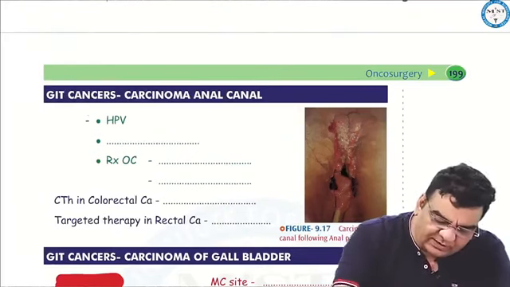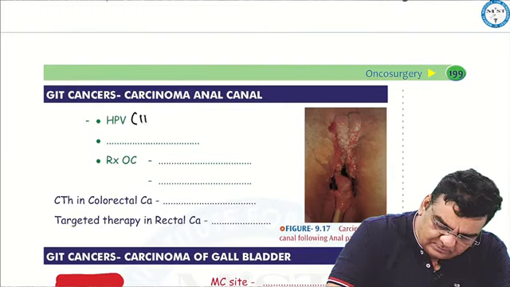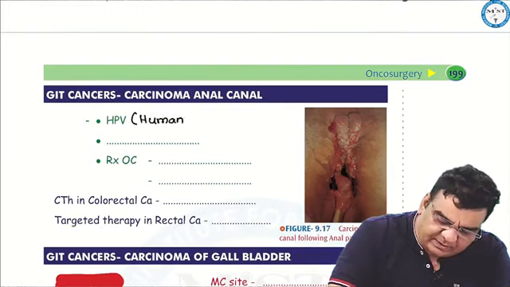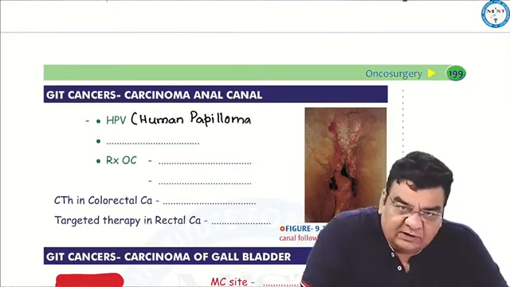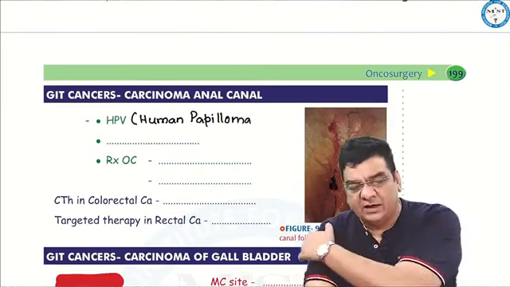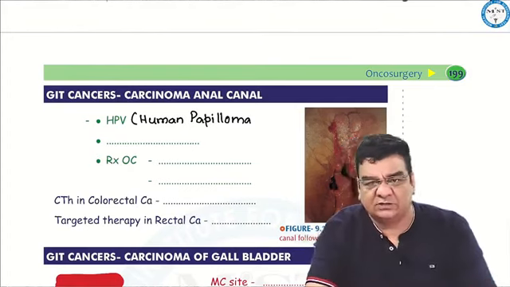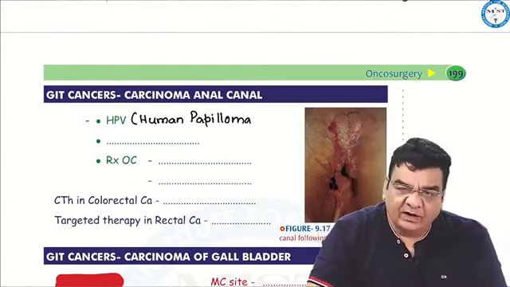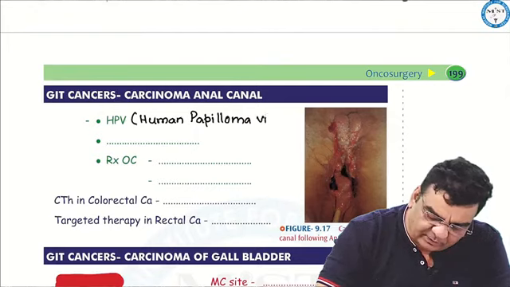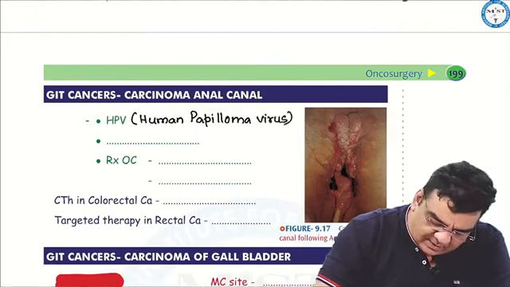Human papilloma virus infection. Please remember, beta, cancers near the natural openings of the body, whether it is oral cancer, esophageal cancer, anal cancer, vaginal cancer, cervical cancer, even distal urethral cancer, they are commonly associated with human papilloma virus. This will be a squamous cell carcinoma.